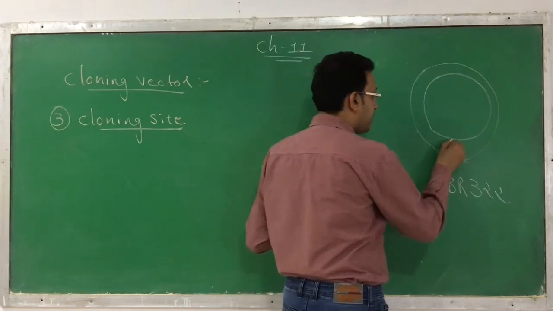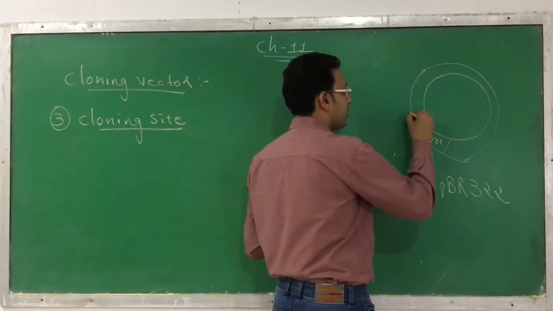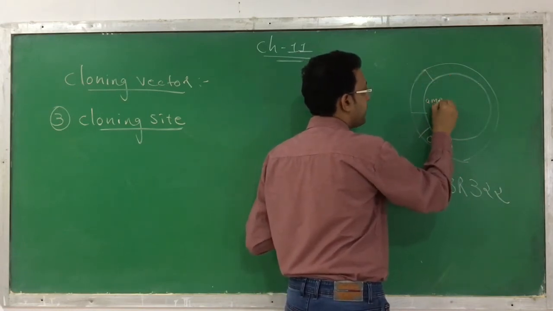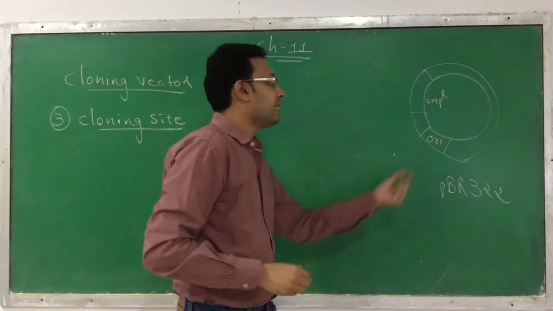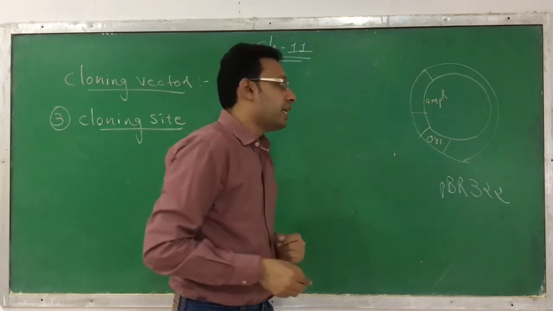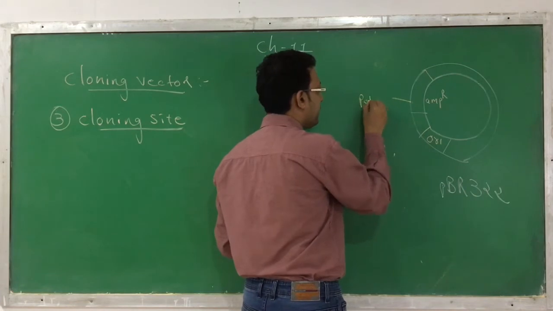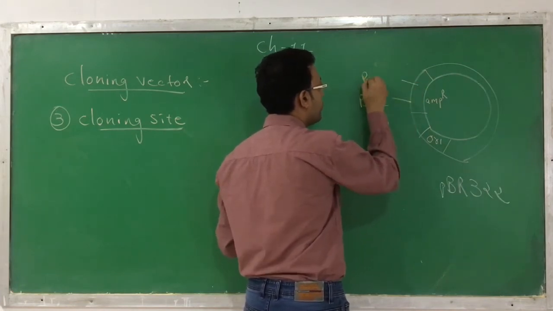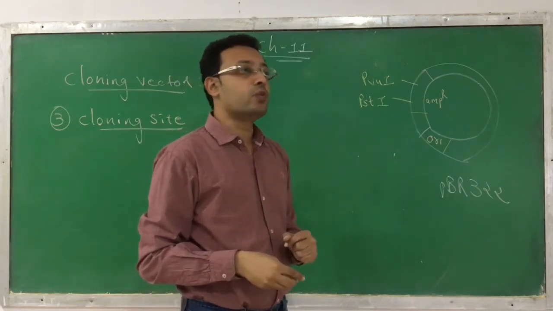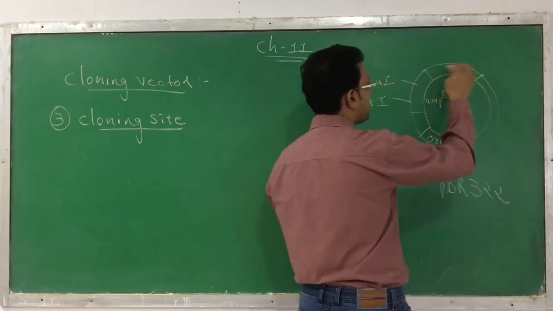The first thing it requires is the ORI, the DNA base, the origin of replication. Then this one is the ampicillin resistance gene, which is denoted as AmpR. AmpR means ampicillin resistance gene. What does this ampicillin resistance gene contain? It contains PstI and PvuI cloning sites. Which cloning sites are present? PstI and PvuI.